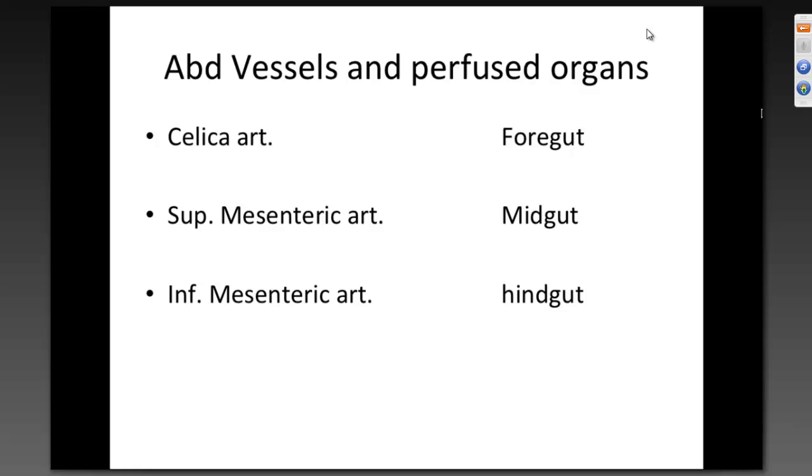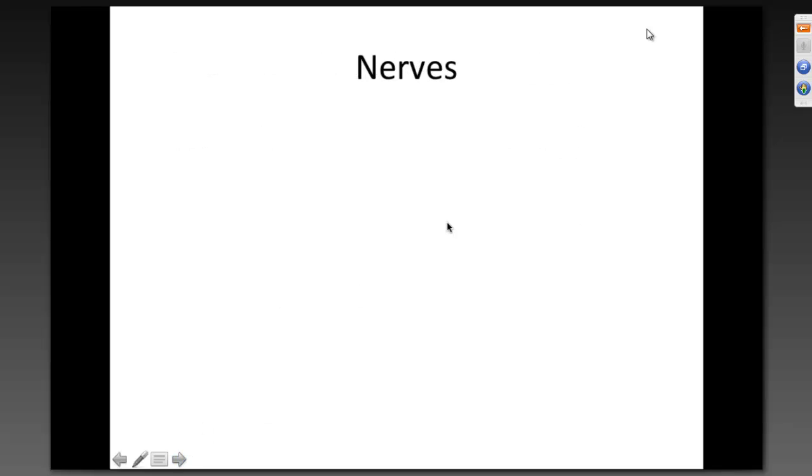So, abdominal vessels, we're still talking about the abdominal vessels. Let's talk about the celiac artery. Not the Celica, that's a Toyota. The celiac artery, the superior mesenteric artery, and the inferior mesenteric artery. Their jobs are to perfuse organs in these particular areas. The celiac perfuses organs in the foregut. The superior mesenteric perfuses organs in the midgut, and the inferior mesenteric perfuses organs in the hindgut. We are going to chat about that again when I show you one or two pathophysiological representations.